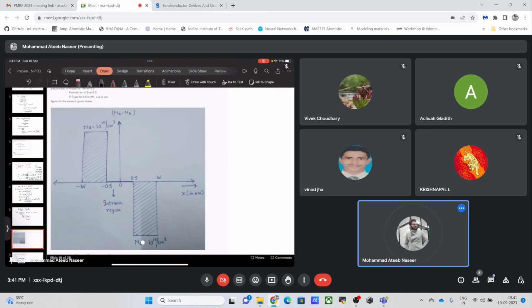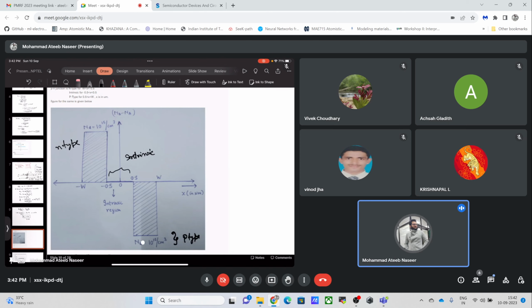So this would be p type, and this would be n type. Since this region over here has neither ND nor NA, this will be the intrinsic region, where we have no doping. ND is equal to NA, or we haven't doped the material at all. So it is as simple as that.